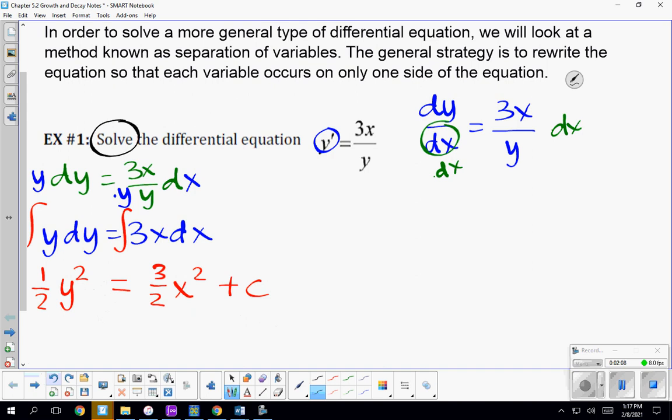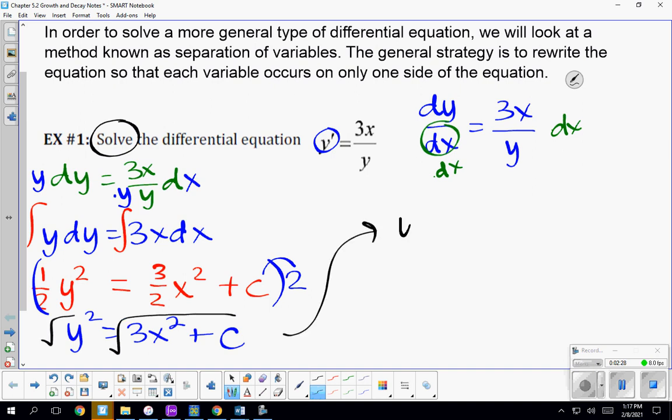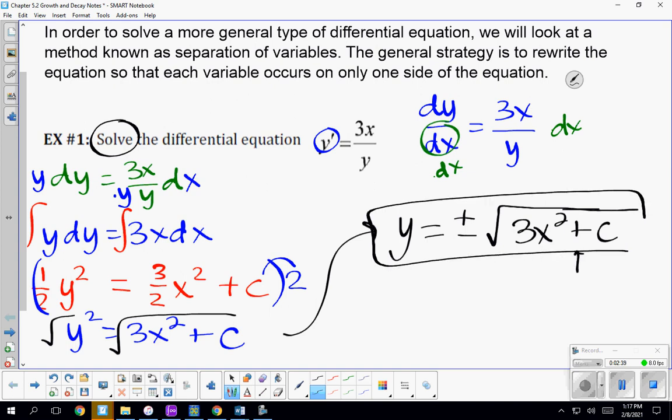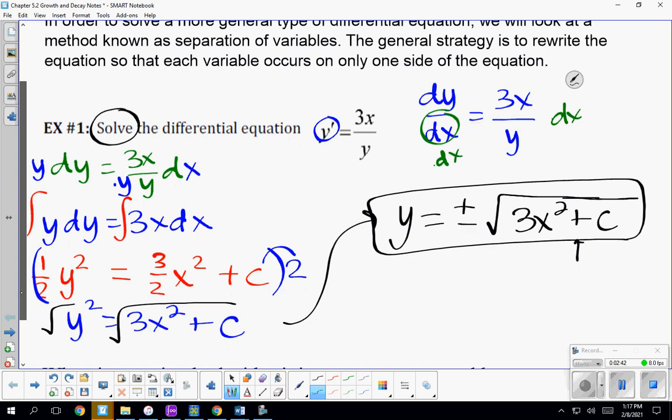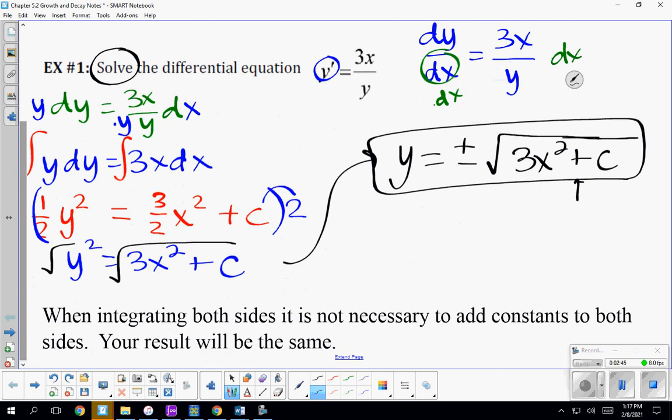And then the problem does say solve, so we are finding that original function. So if I get y by itself, I'm going to multiply the whole thing by 2. I see that y squared equals 3x squared, and again, here, 2 times c is just some other constant. Finally, last step, I am going to take the square root of both sides, and I get y equals plus or minus the square root of 3x squared plus c. And that c does have to stay in here because it is part of that addition. Okay, so again, just a note at the bottom, make sure we don't need to add constants to both sides. Our results are going to be the same.